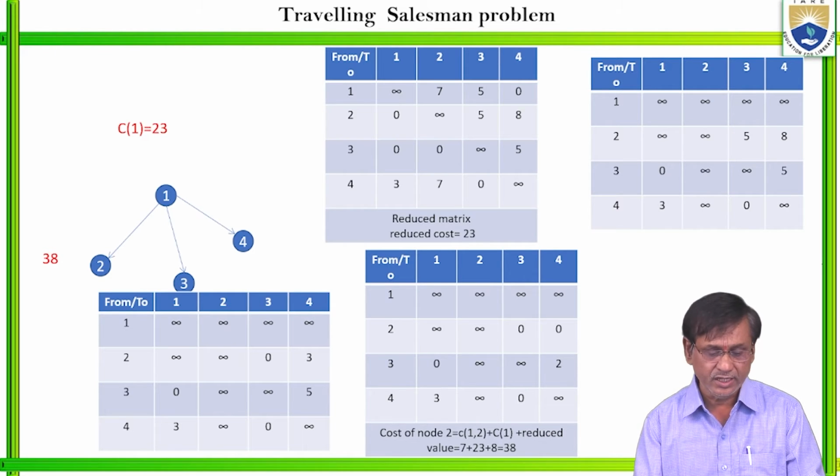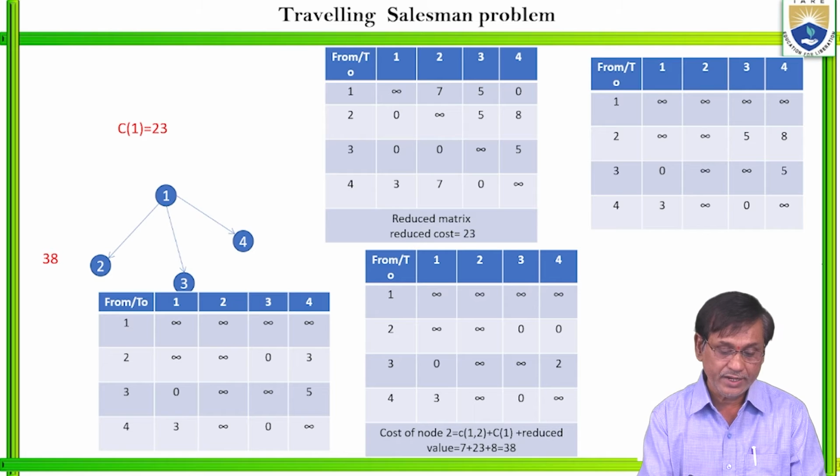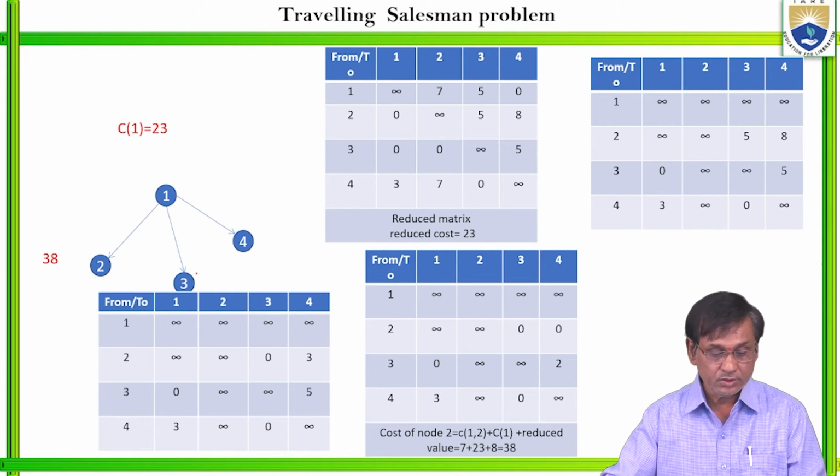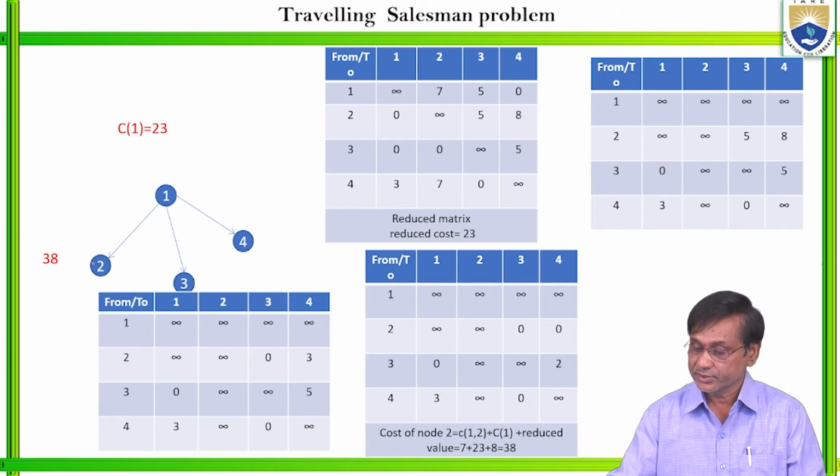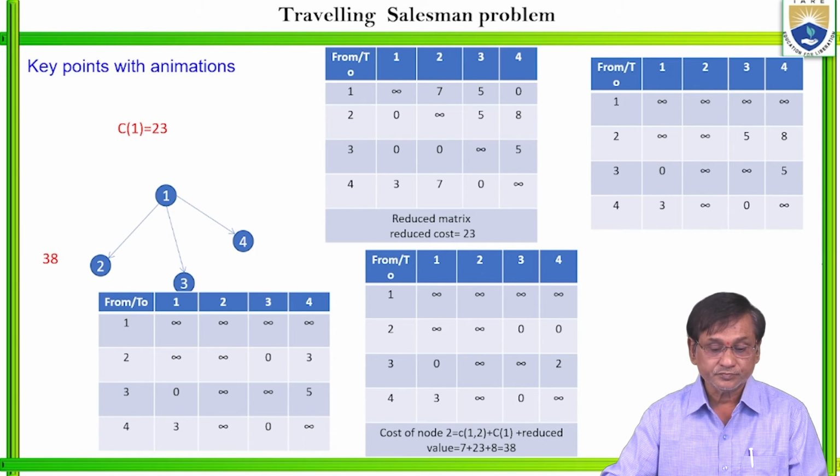After calculating the cost of node 2, again we have to calculate the cost of node 3. The cost of node 2 is 38 and is represented here. Next, coming to node 3.